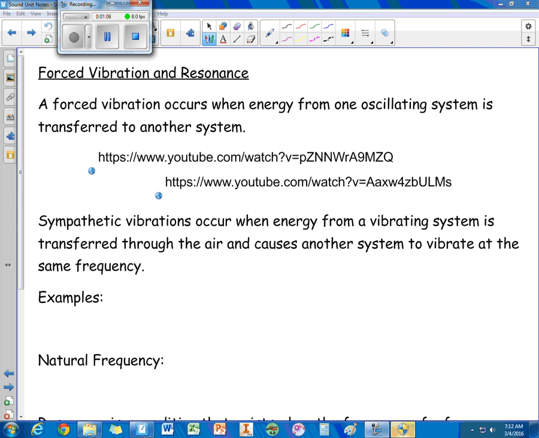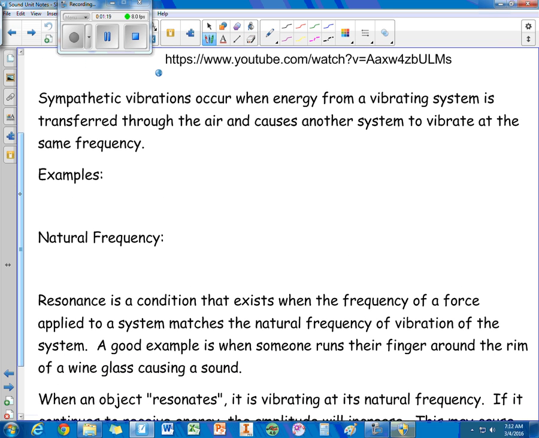Sometimes we also call this sympathetic vibrations, when energy from a vibrating system is transferred through the air and causes another system to vibrate at the same frequency. So, some examples of these, first off is your eardrum. When you hear sound, the sound is traveling through the air as a wave, and when that sound hits your eardrum, it causes your eardrum to vibrate at the same frequency as the sound waves.